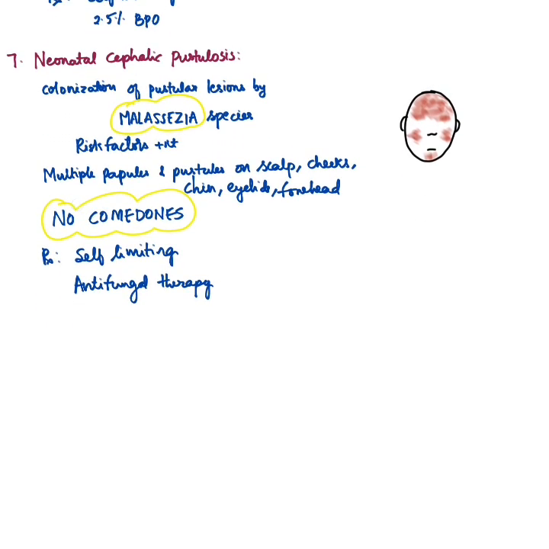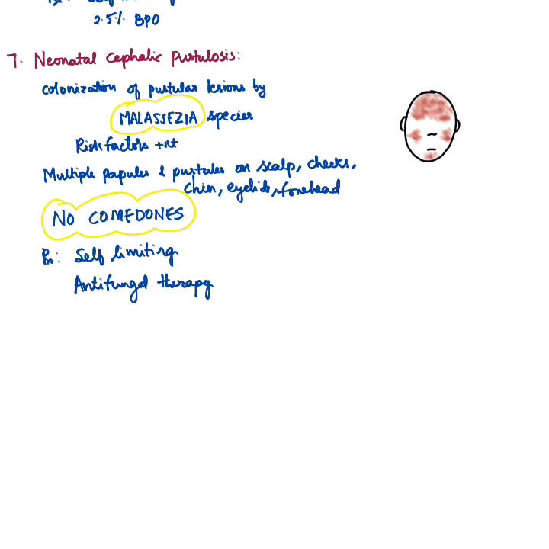So the last condition is neonatal cephalic pustulosis. This condition is characterized by colonization of pustular lesions by Malassezia species. For this condition to occur, there are usually certain risk factors present, such as low birth weight of the infant, a prolonged ICU stay, an infant that is on parenteral nutrition, or on prolonged antibiotics, or central venous catheterization or a nasogastric tube. This can occur as an inflammatory reaction to the lipophilic yeast at birth.